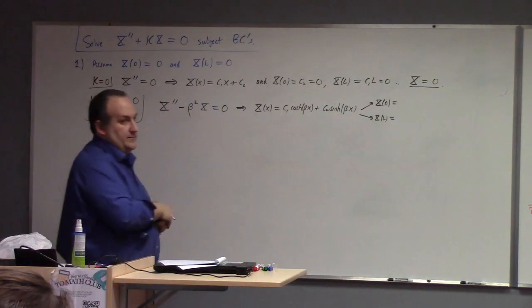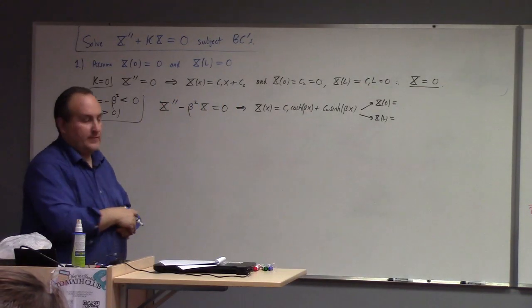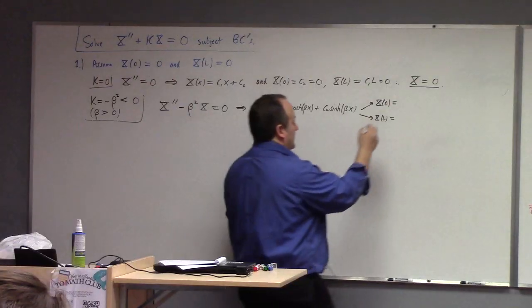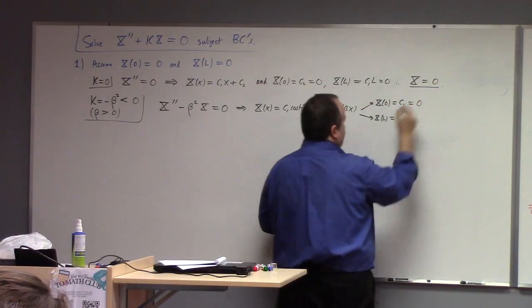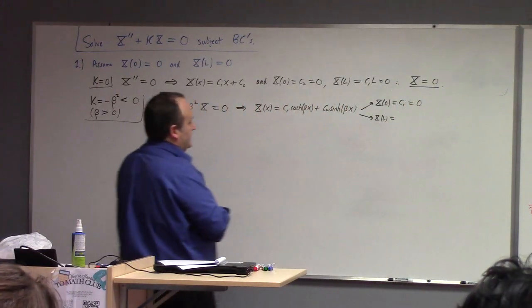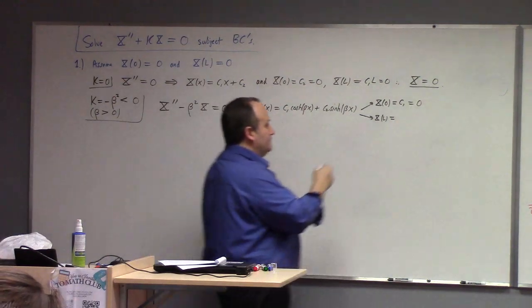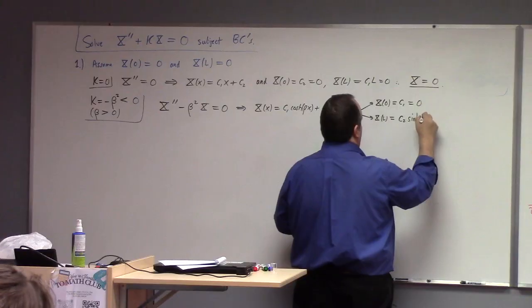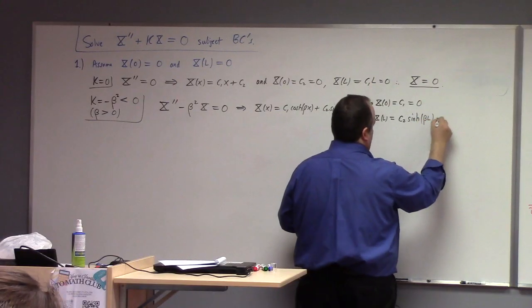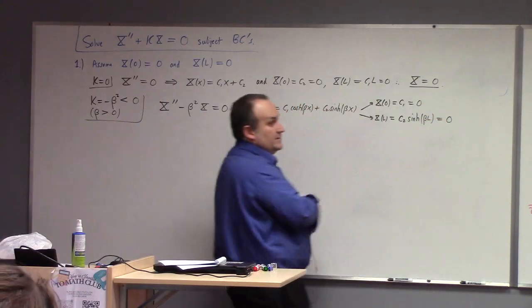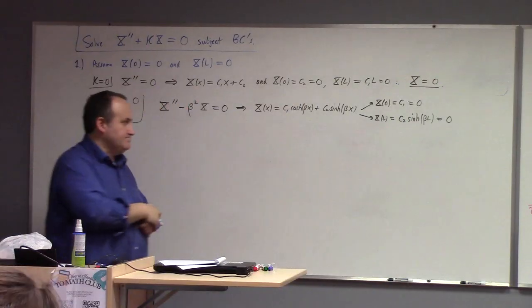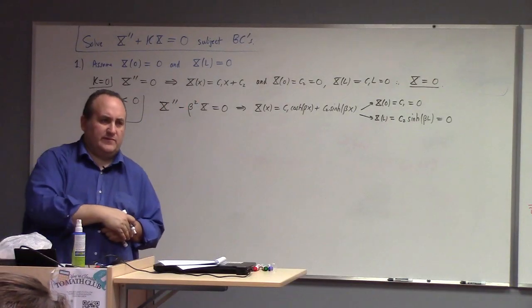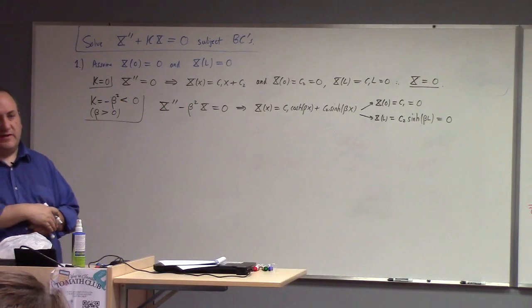Sinh of 0 is 0, right? Cosh of 0 is 1. So I get x of 0 is C1 is equal to 0. Yay. Then I get C2 hyperbolic sine of beta times L is equal to 0. The C1 term's gone, of course, because we already found C1 was 0, so we don't need to think about cosh of beta L. That's gone.